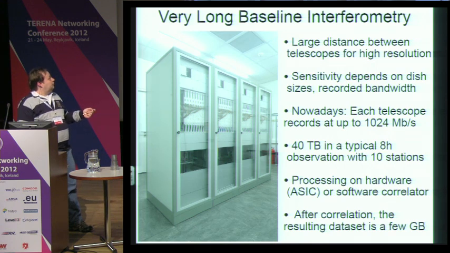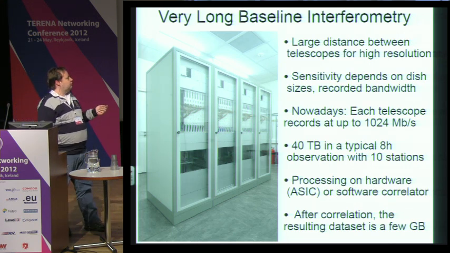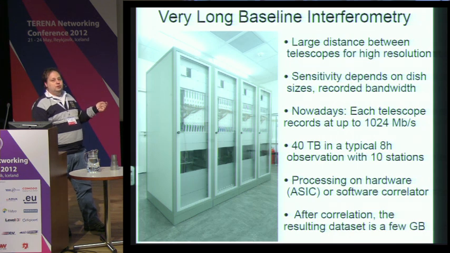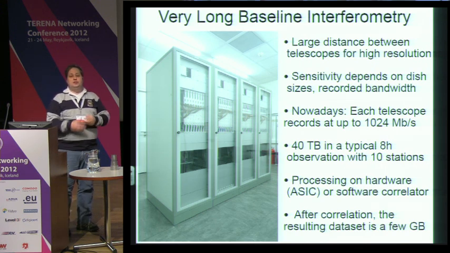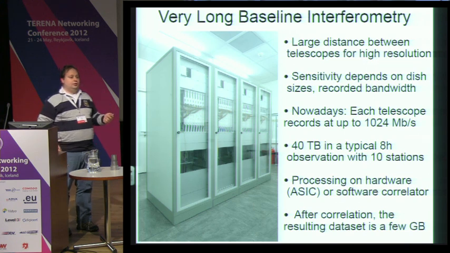VLBI, as it happens at this moment, is usually running at 1024 megabit per second per telescope. So in a typical 8-hour observation run where you have like 10 telescopes participating, you end up with 40 terabytes of data. And this needs to be processed, and this is our correlator. This is basically a bespoke supercomputer with ASICs. For a very long time, it was the fastest computer in the Netherlands if the only thing you wanted to do was take 2-bit numbers, multiply them, and add them. That's the only thing it can do. It's an ASIC. It can only do one thing, but it was awfully fast at that.